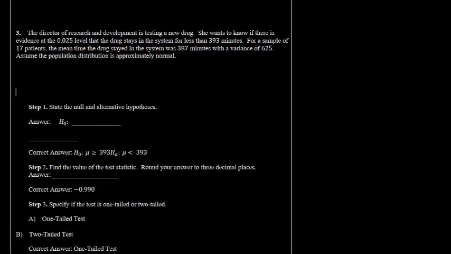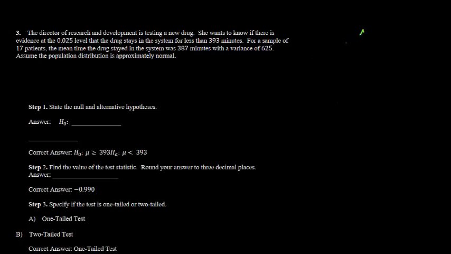The director of research and development is testing a new drug. She wants to know if there is evidence at alpha equal to 0.025, that's really small, that the drug level in the system is in the system for less than 393 minutes. I'm going to change this question so we don't have two of the same thing going twice. But the same question here, less than 395 minutes.